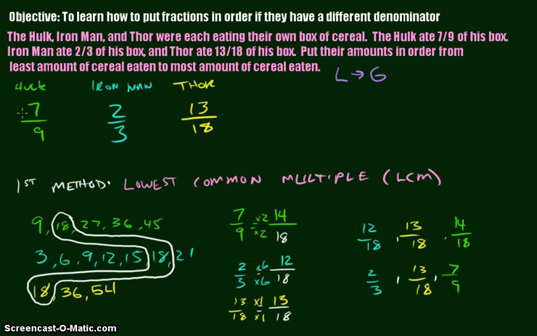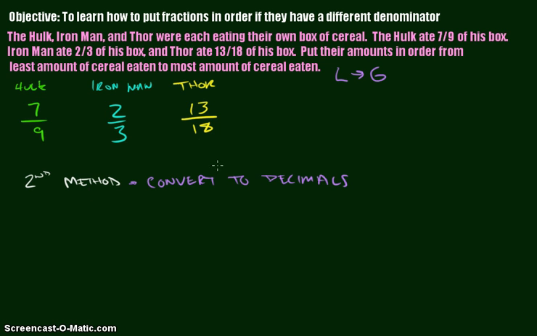But there's one more way that we can do this problem if we don't want to find the lowest common multiple. Let's take a look at it. Our second method is we're just going to take these fractions and convert them to decimals. We've seen how you can make an equivalent fraction with a denominator of 100, but here's another way that you can convert a fraction to a decimal.